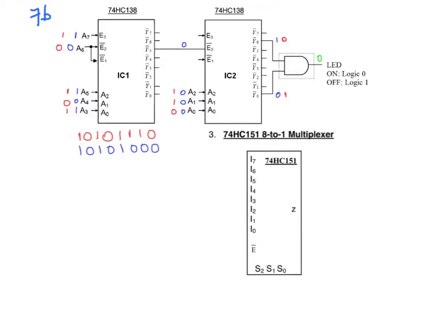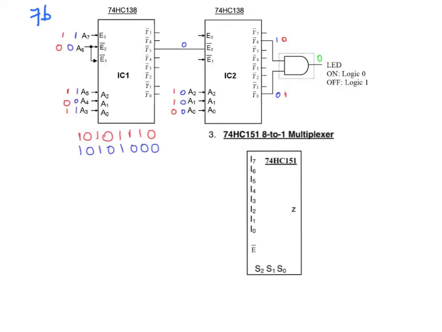This is for question 7b in the common test revision paper. In 7a, we have found the codes that will turn on the LED here. They are 1 0 1 0 1 1 0, and the other code is 1 0 1 0 1 0 0.